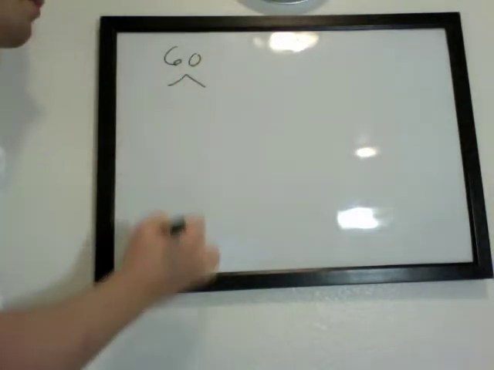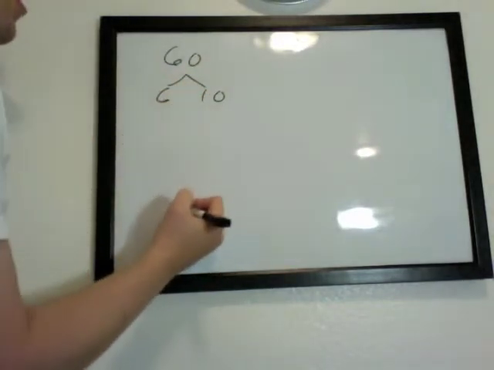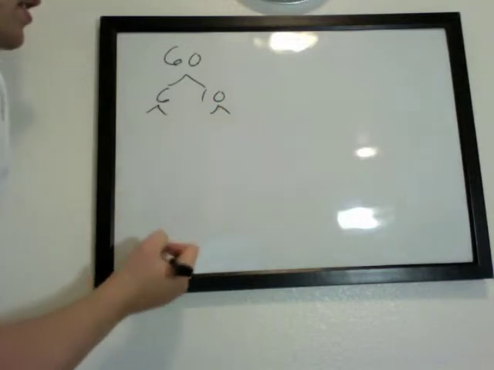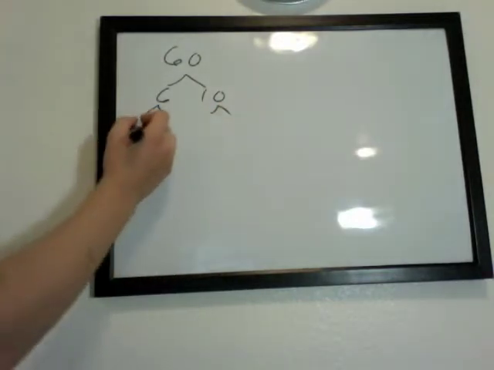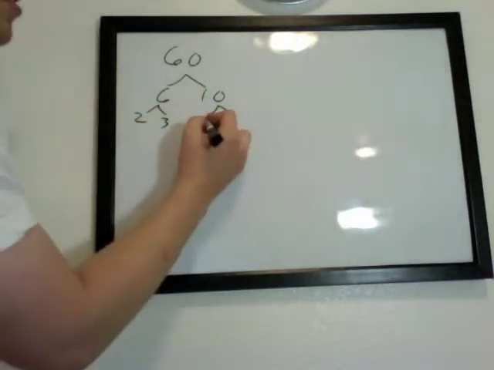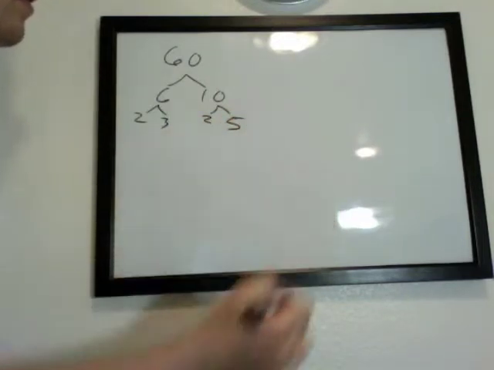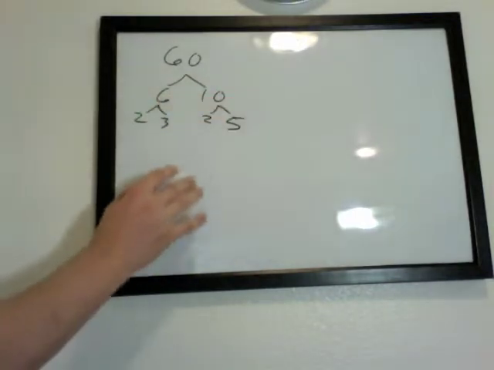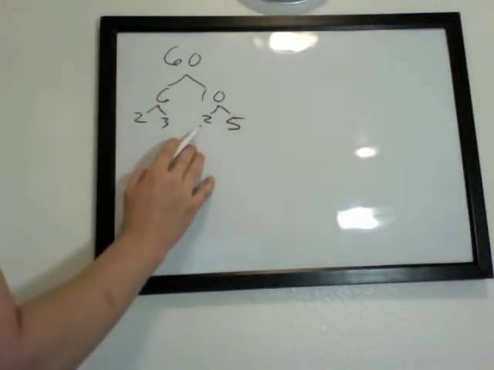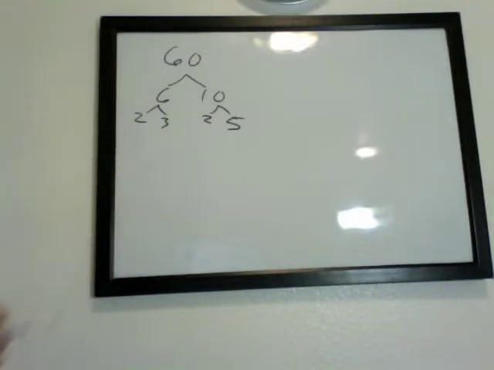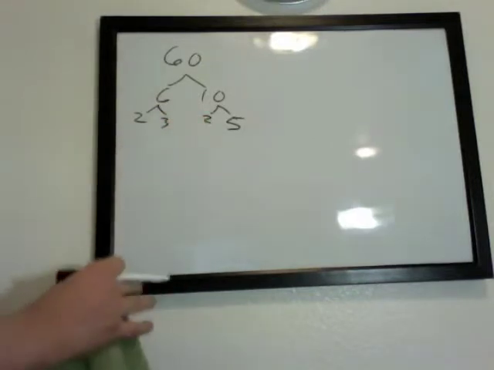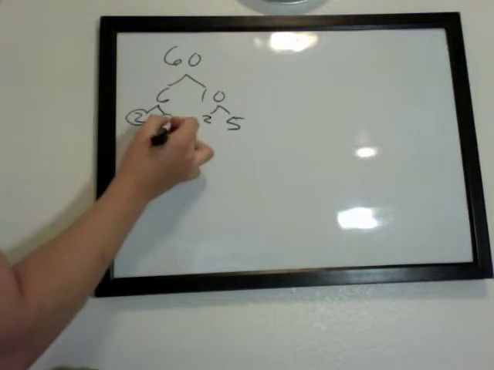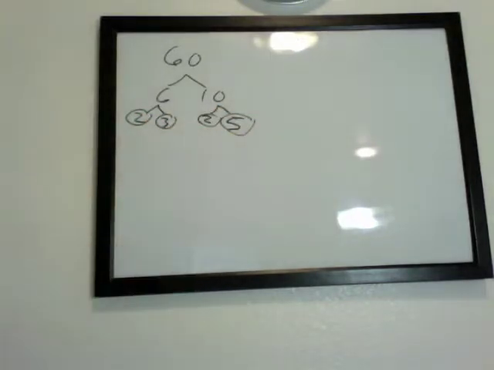So 60. Let's see what we can break this up into. I would say 6 and 10. But what does 10 and 6 break into? 2 and 3, 2 and 5. Right? 5, you can't do anything except for 1 and 5. We don't want that. And that's a prime. So these are going to be prime numbers right here. And that's what we're looking for.